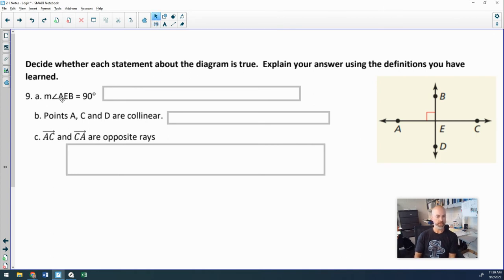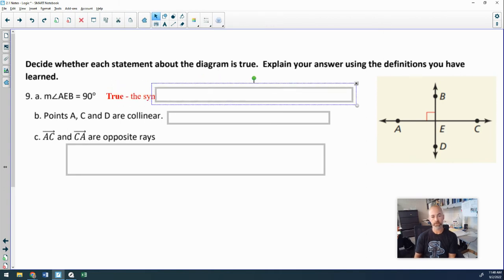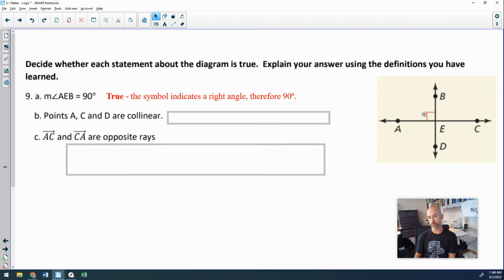The measure of angle AEB: is that a 90-degree angle? Yes, it is. How do we know it's a 90-degree angle? Because it does say explain. The answer is yes, that is true. We know that because of that little right angle symbol there, which means it's a right angle. We know what that symbol means, and it means those are perpendicular, therefore 90 degrees.